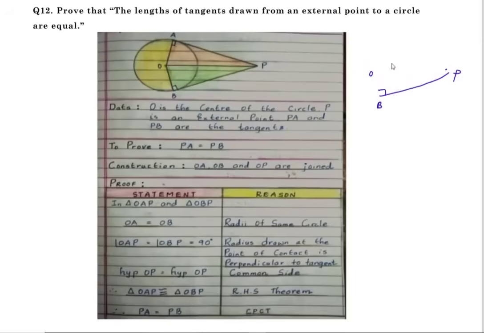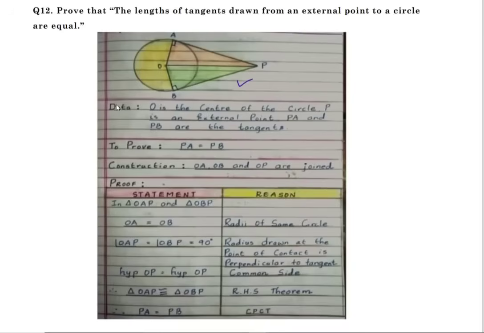So what is the first step? The first step is to draw the figure. What is the figure? Draw a circle, an external point, and join the ends of the radius. What do you get? We get this figure.